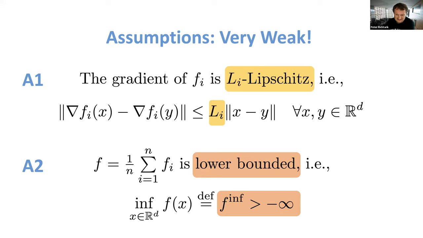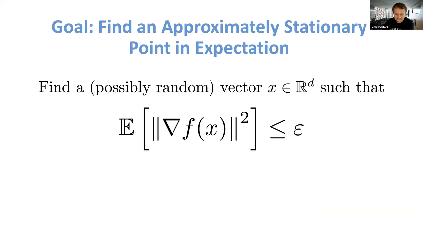If you want to minimize F, it makes sense to assume F is lower bounded, otherwise the minimum will not exist or it'll be minus infinity, depending how you think of it. So this is in some sense a necessary assumption. This is all we're going to really assume about these functions. So we're operating in a very general setup. We're not assuming any kind of convexity, no strong convexity, nothing like this. So this is fully non-convex.